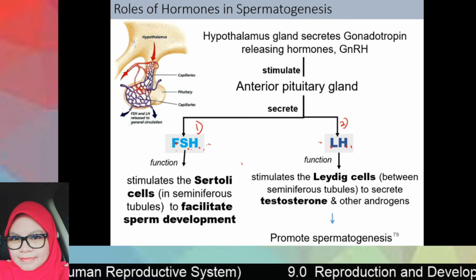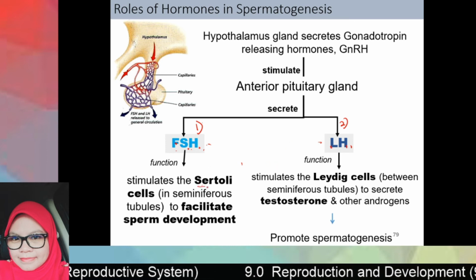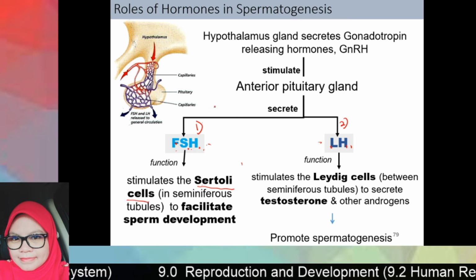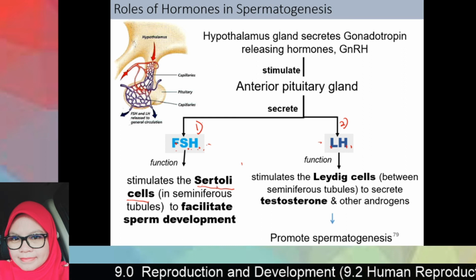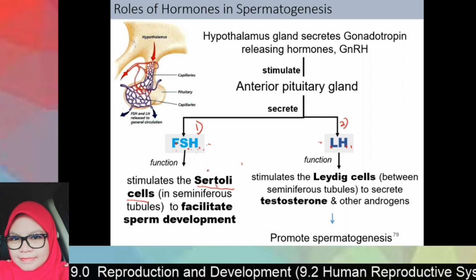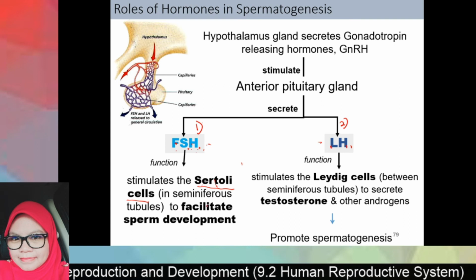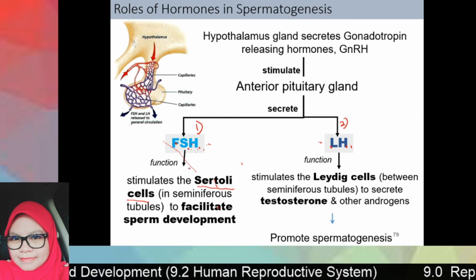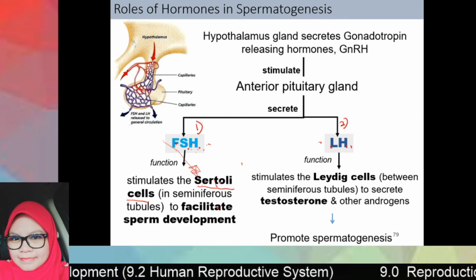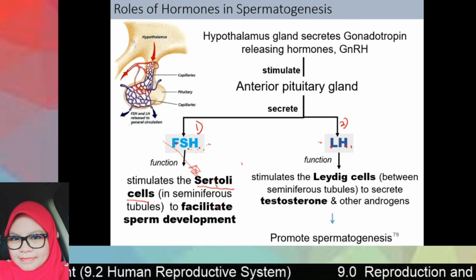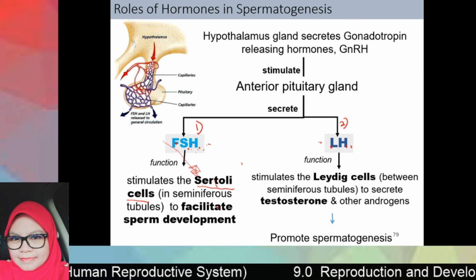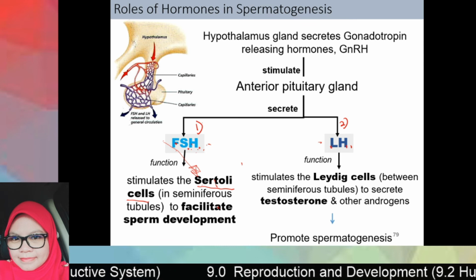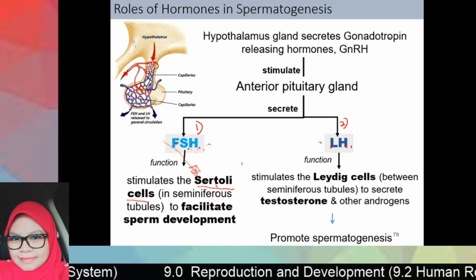For FSH, the target cell is the Sertoli cell. This hormone will stimulate the Sertoli cell to facilitate sperm development. Maksudnya, FSH ni akan stimulate Sertoli cell untuk keep nourish the spermatid. Bagi makanan dekat spermatid, so cepatlah spermatid tu akan jadi macam sperm. Itu maksud dia. And then how about LH?